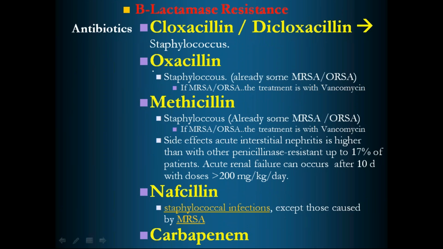This is very difficult to treat. Beta-lactamase resistance. So these are the big guns. The bacteria is going to produce the beta-lactamase, and oxacillin, methicillin, nafcillin, carbapenem, they are going to just kill it. The bacteria is gone. All right, so penicillin.